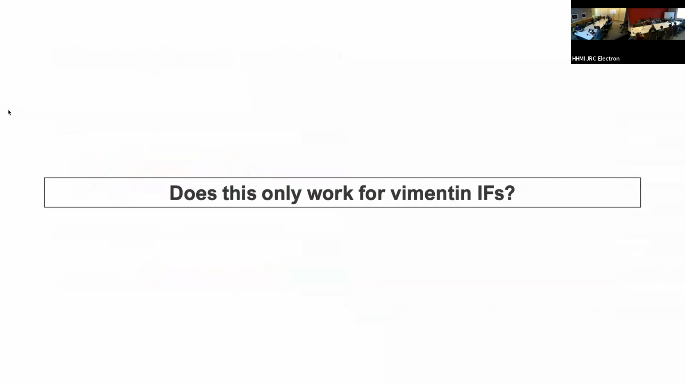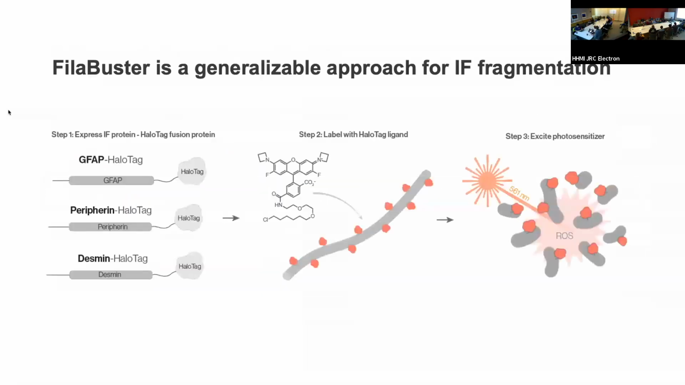So much of this work was done in vimentin because it's easy. I'm familiar with it. Tools exist. But an important question is, is this just a vimentin FilaBuster or is this truly a filament buster? Maybe this is the first time I've explained that. Filament buster. That's how we got it. So it is generalizable as far as we can tell for all the use cases that we've looked at so far.